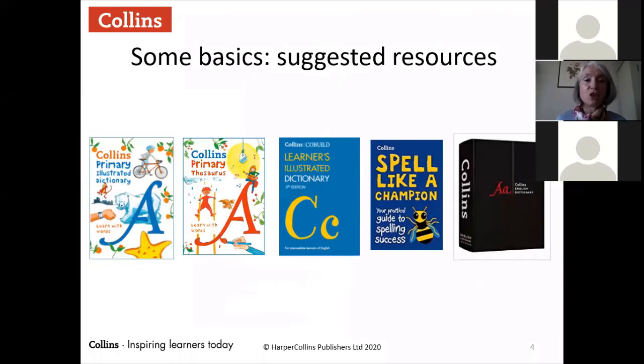So here are some suggested resources, depending on the level that you're teaching at, if you're a teacher, depending on the level of your child, if you're a parent, and the competition that you may be entering for. These are some good spelling bee resources that you might want to look at. Collins Spell Like a Champion is available from Amazon in India. I checked this morning.